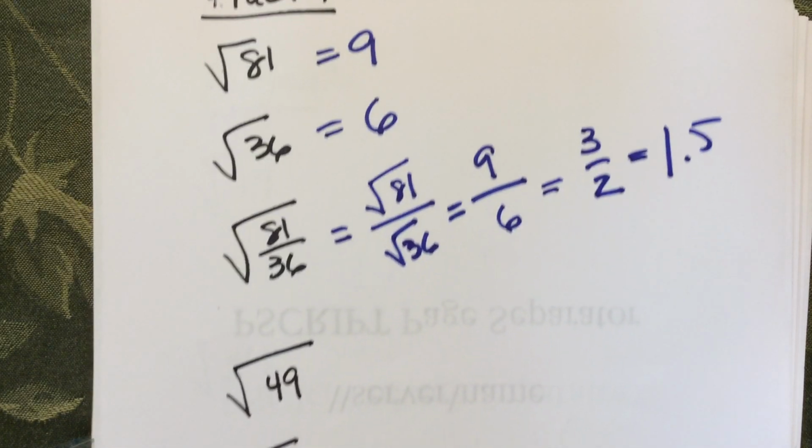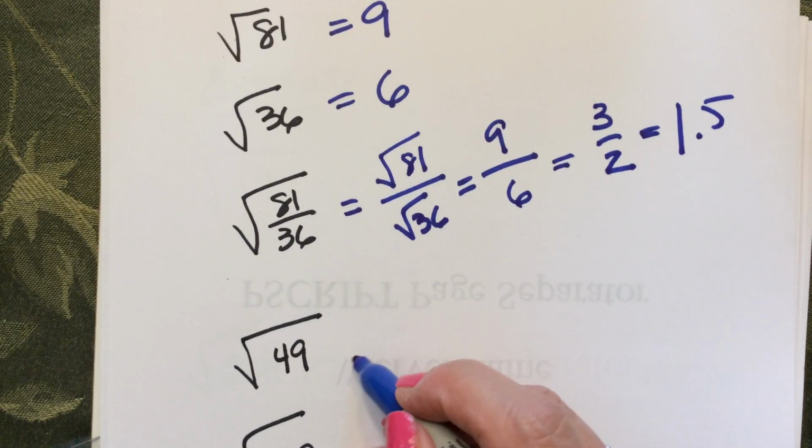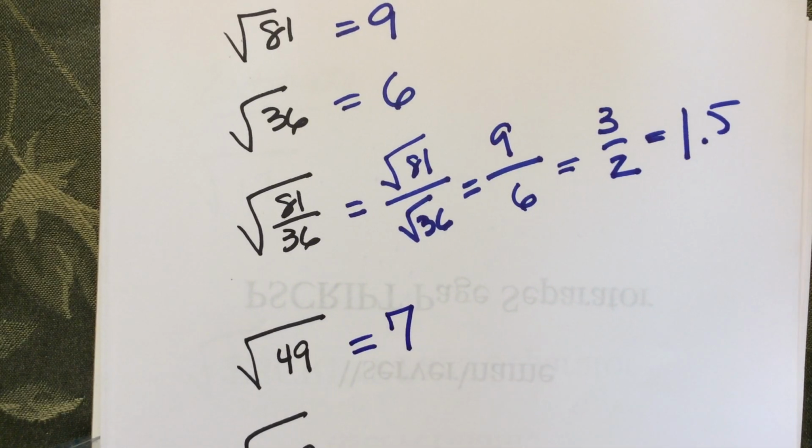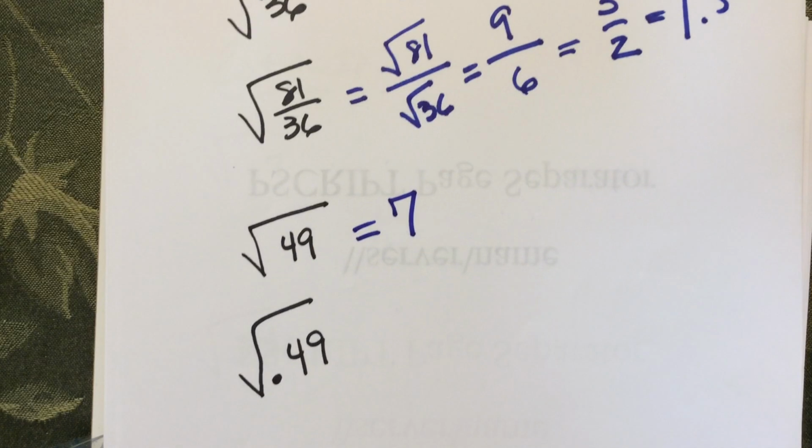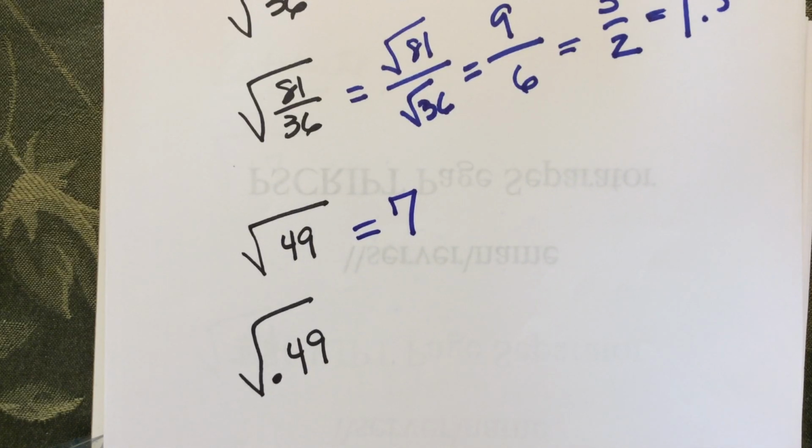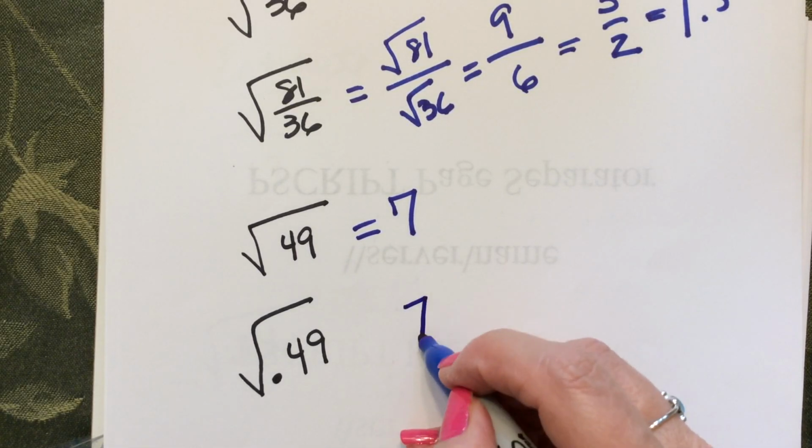Okay, now let's look at this one. Square root of 49. Again, I know that one. That's 7. Square root of 49 is 7. What about this one? Square root of 0.49. Okay, now I got to remember those decimal rules again. Well, first of all, the square root of 49 is 7.